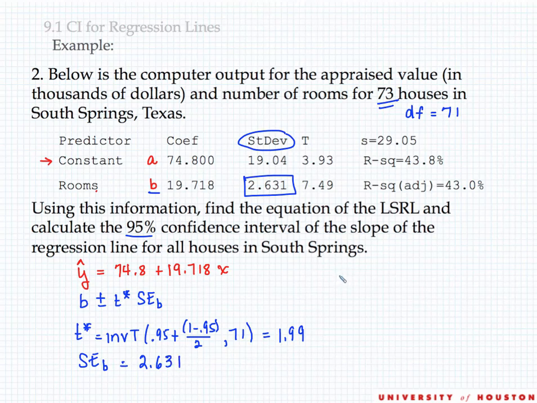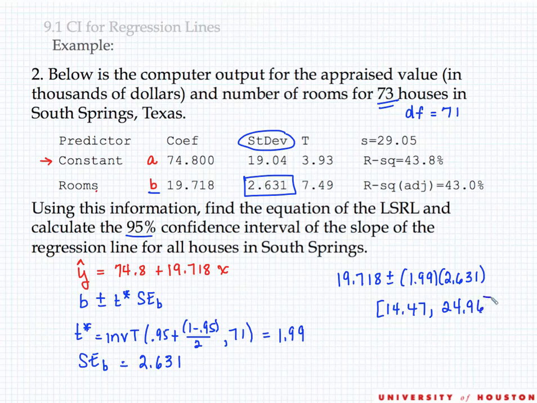So our confidence interval will be our slope plus or minus our T star times the standard error for the slope, which gives us the interval 14.47 to 24.96. So we are 95% confident that the true slope for the appraised value of the number of rooms of houses in South Springs, Texas is between 14.47 and 24.96.